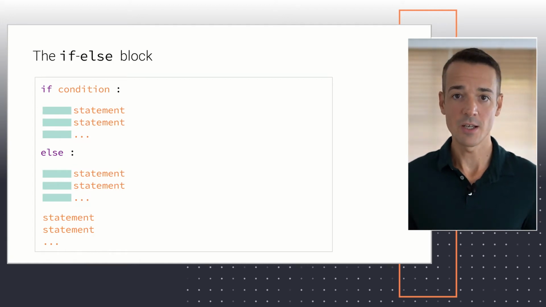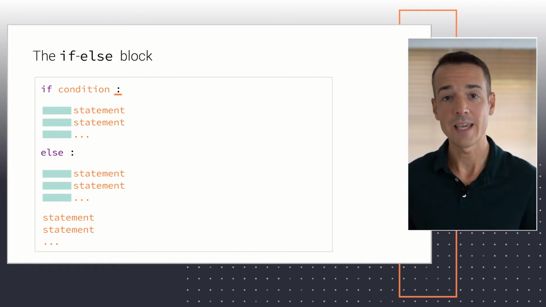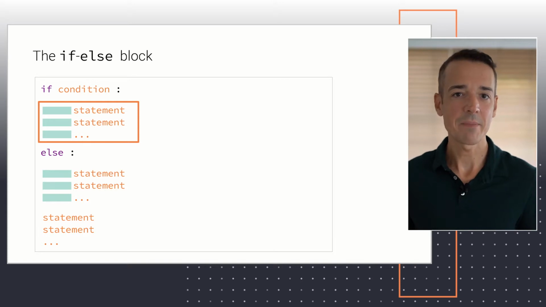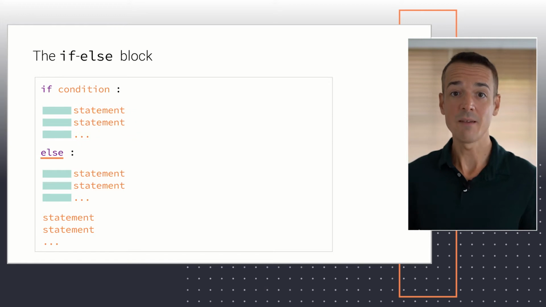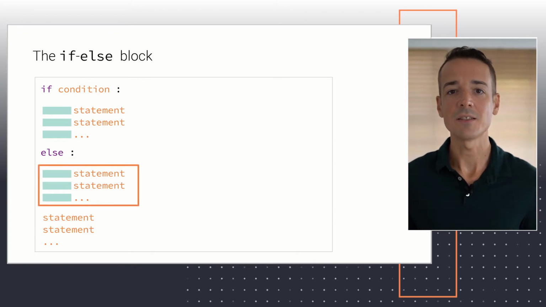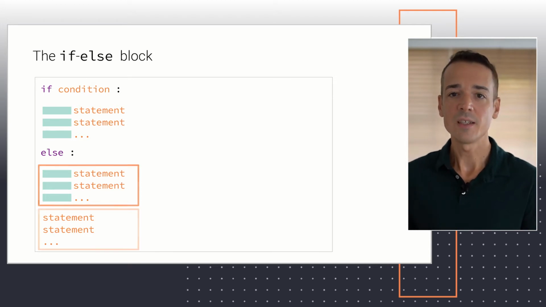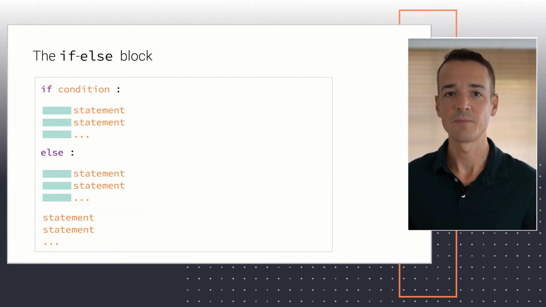First, we see keyword if, followed by a condition in the form of a Boolean expression, and a colon character, as before. Then we have a sequence of statements preceded by a tab character that execute when the condition is true. Then, at the same level of indentation as the if keyword, we see keyword else and a colon, followed by another set of indented statements, which execute when the condition is false. Finally, the subsequent set of non-indented statements execute unconditionally after the if-else block.